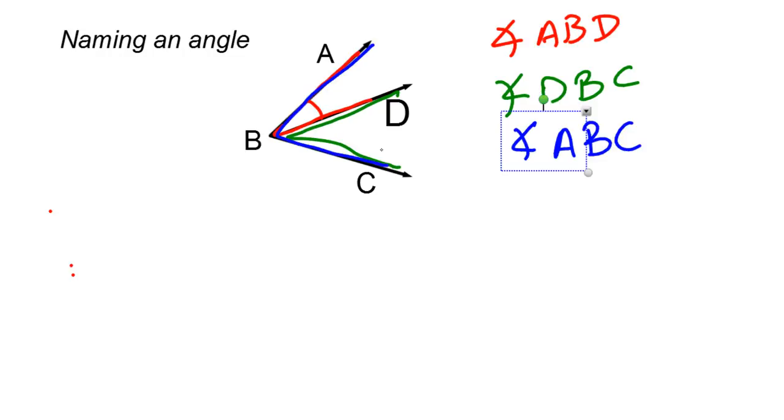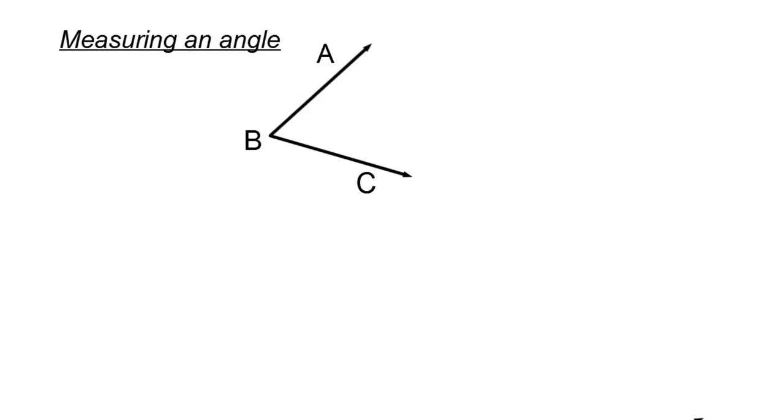Okay? So can everybody see why, if you see more than one angle at the same vertex, it's important to use the 3-letter method and not the 1-letter method? Now, again, if you only see one angle, then you can use the 1-letter, but it's never wrong to use the 3-letter option. Okay, now, again, an angle is a gap formed between two rays.